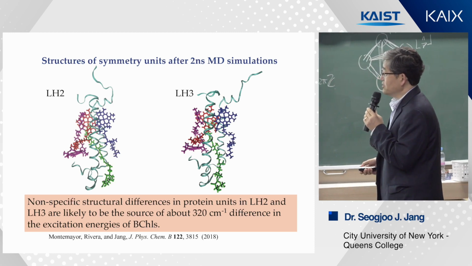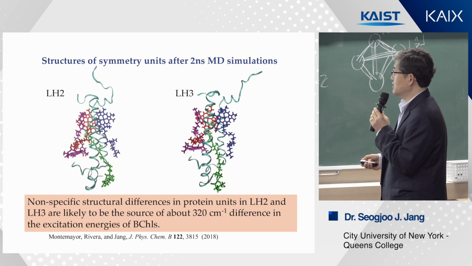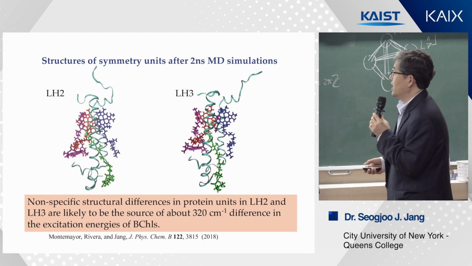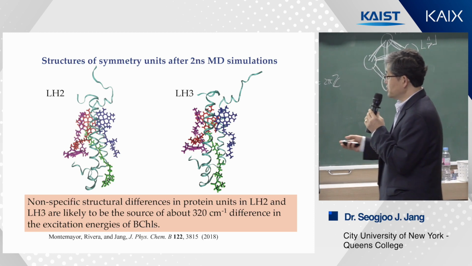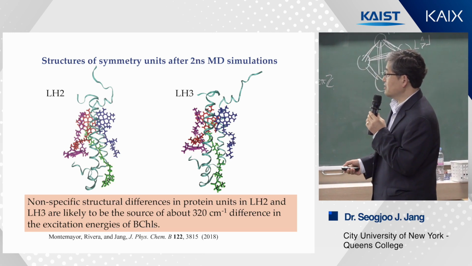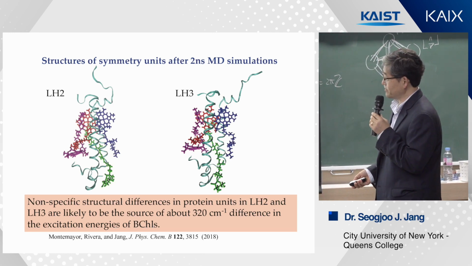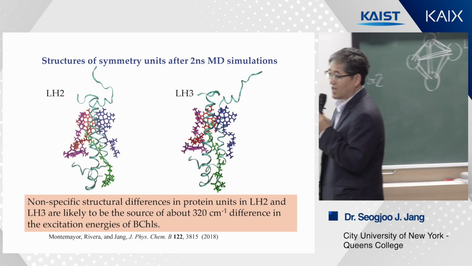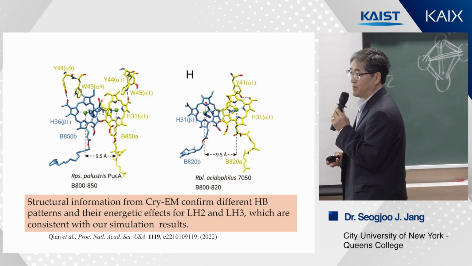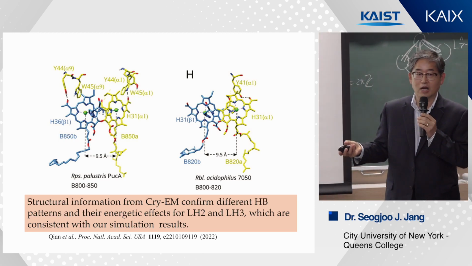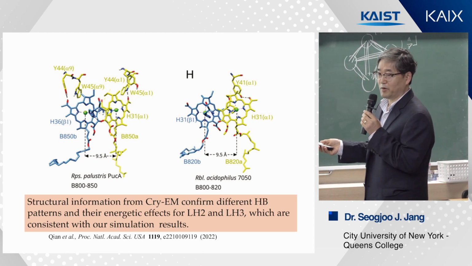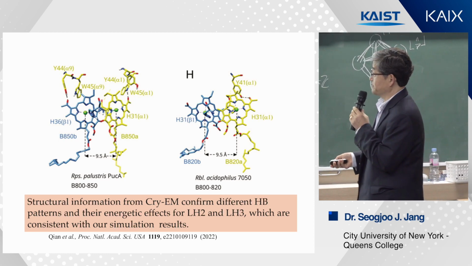So what we argued was that there are non-specific structural differences in protein units in LH2 and LH3, and they are likely to be the source of the roughly 320 wave number difference in the excitation energies of bacterial chlorophylls. Again, this is a bold but definite statement based on reasoning and also on our computational results. We didn't have clear experimental support for this at that time.